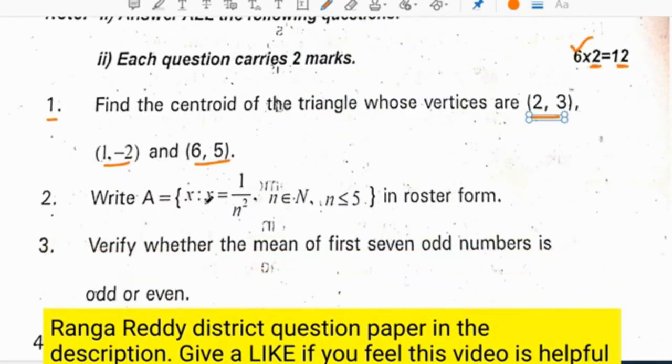Second question: write A is equal to {x such that x is equal to 1 by n square, n belongs to natural numbers, n is less than or equal to 5} in roster form.